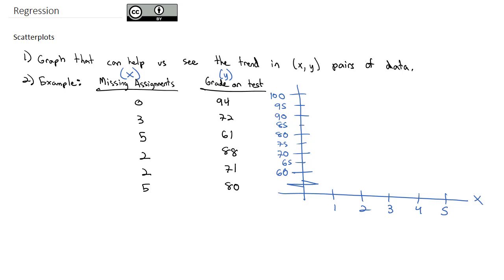Now, when I look at the first, missing assignments is 0. That's going to be 0 on the x-axis. And then I'll go up to 94 on the y-axis. And that's going to give me a point on my graph. The next person has 3 missing assignments with a grade of 72. So I'll go 3 over, 72 up. The next person has 5 missing assignments with 61. So I'll go over 5, up to 61. Then 2, 88. Then 2, 71, and 5, 80.